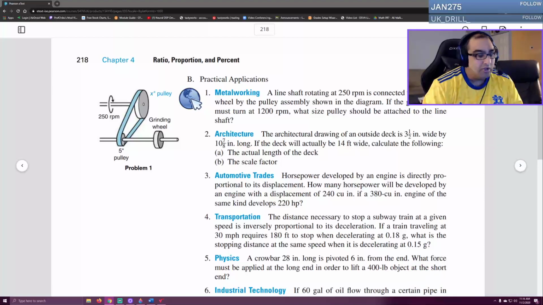Okay, so let me reiterate that one more time. Again, the smaller the pulley, the faster the RPMs, the more RPMs. The bigger the pulley, the fewer RPMs. So an inverse relationship there. So the question is, how do we set this up?